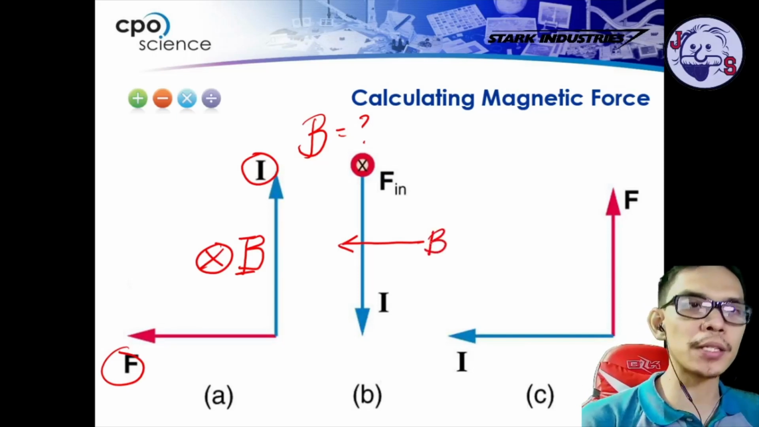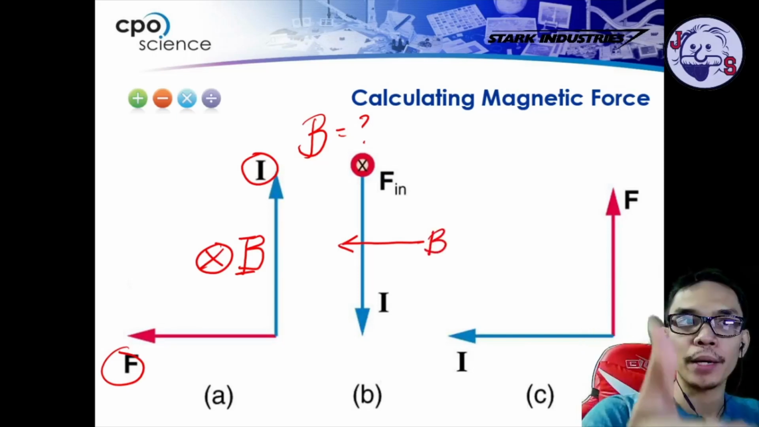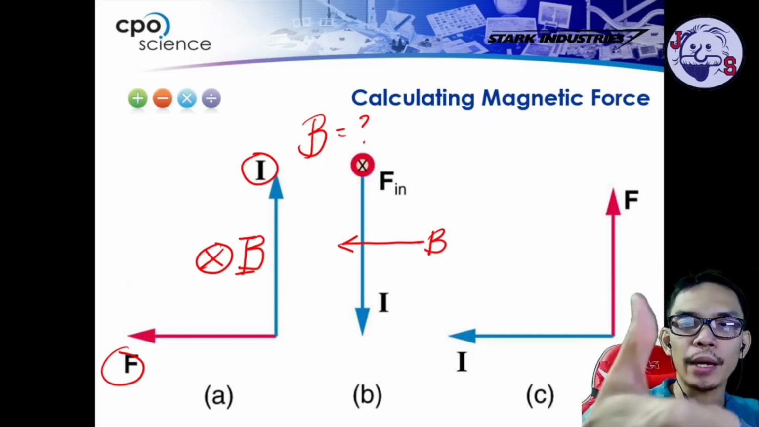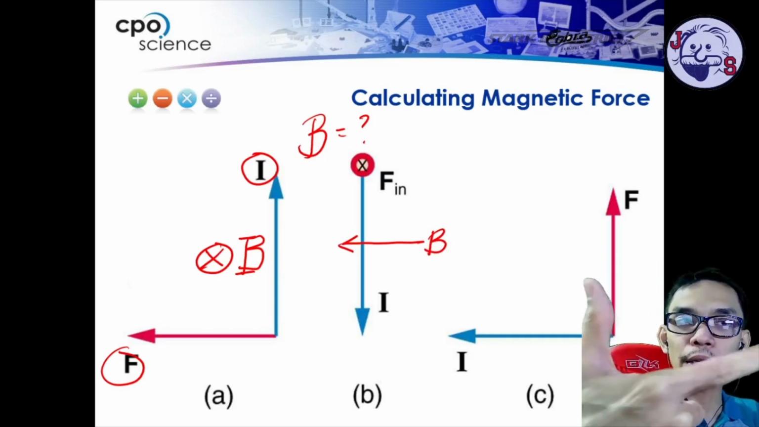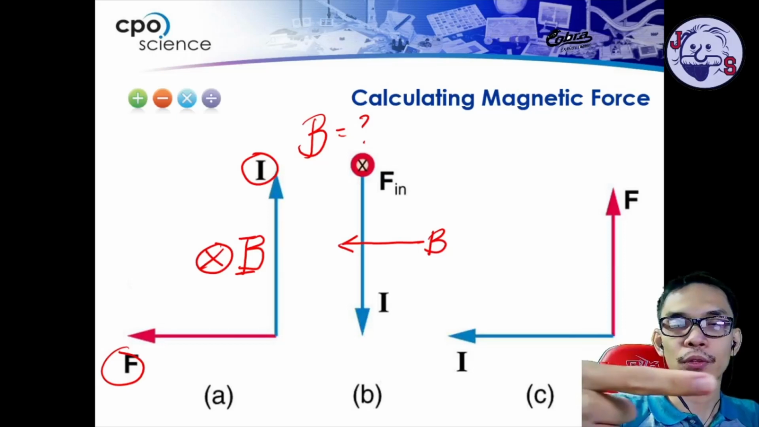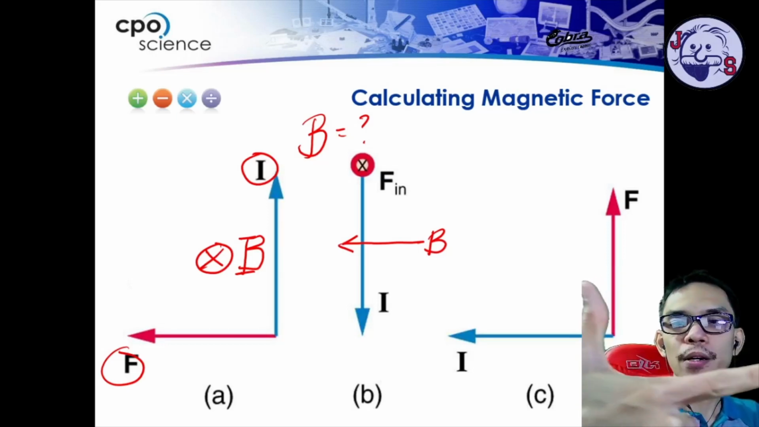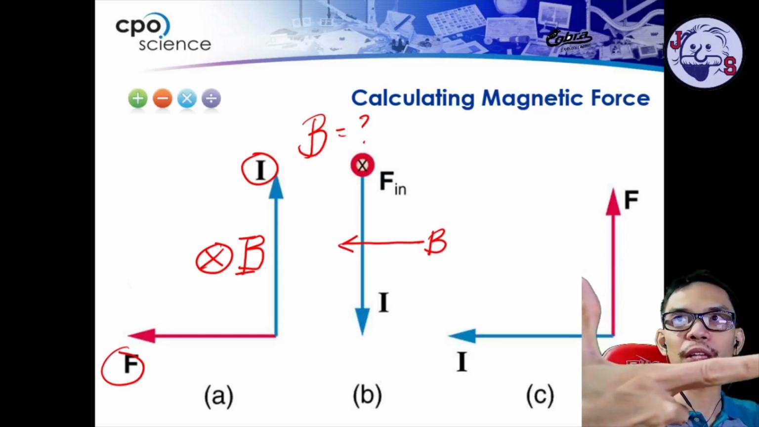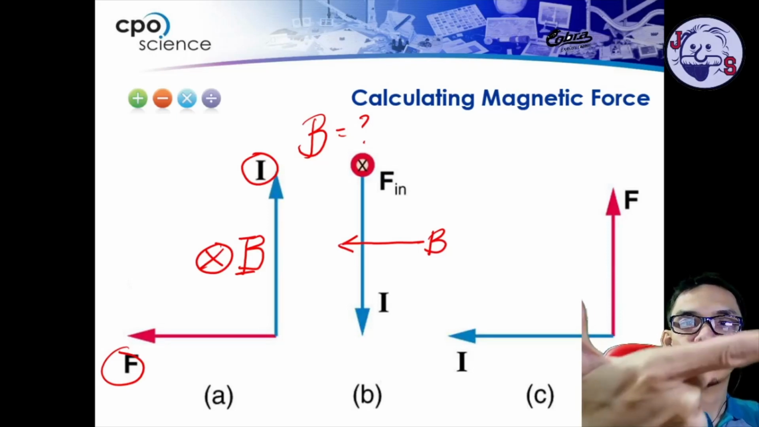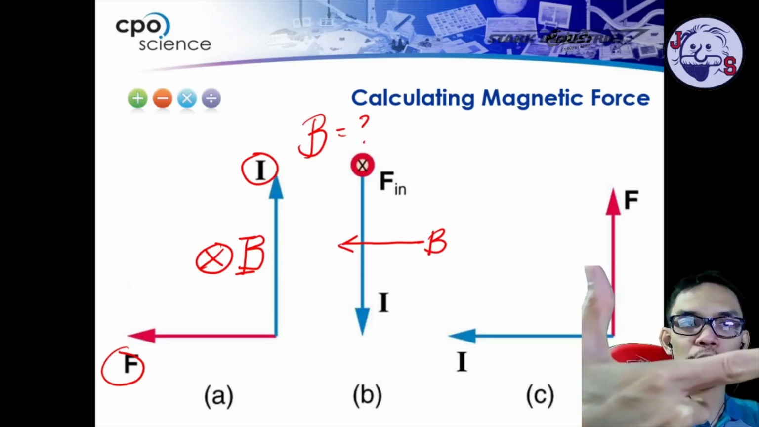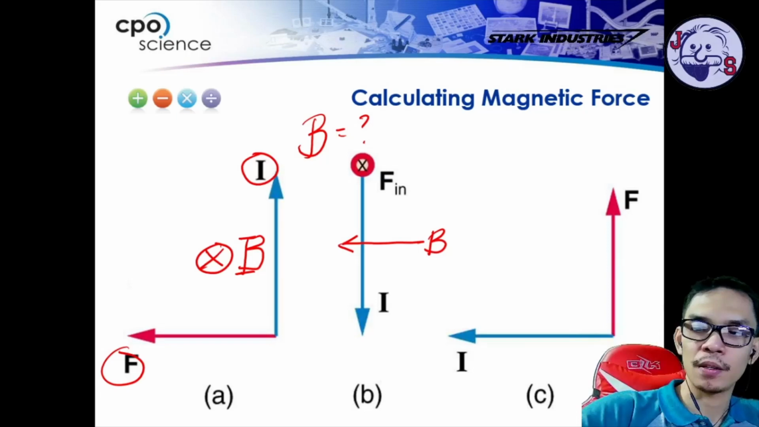Next one. How about letter C? The force is going upward, and the current is going to the left, and therefore the magnetic field is pointing towards me. It's going away from the screen.